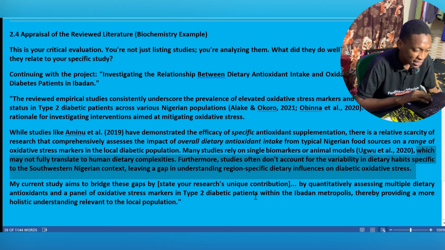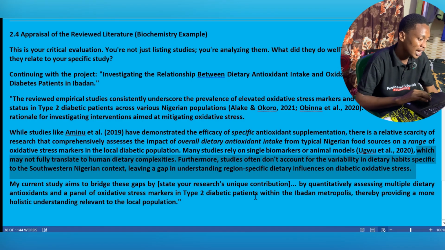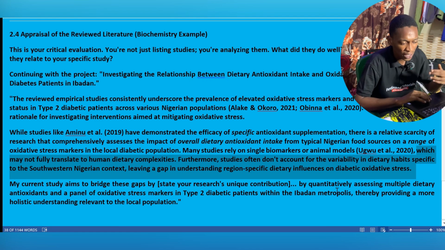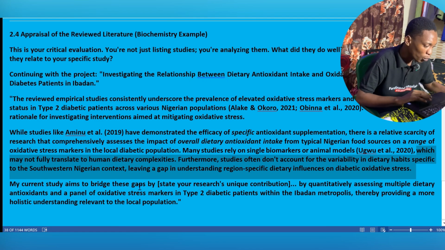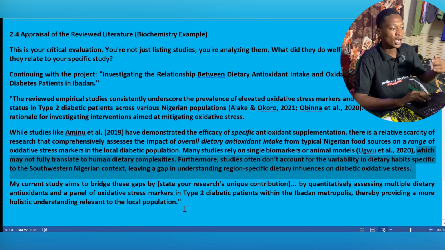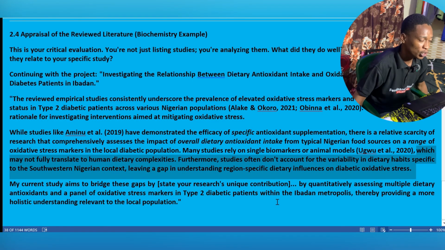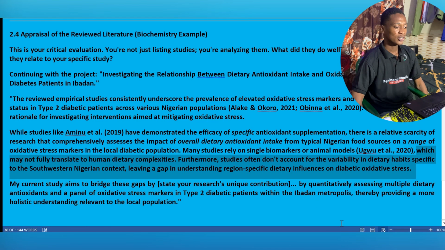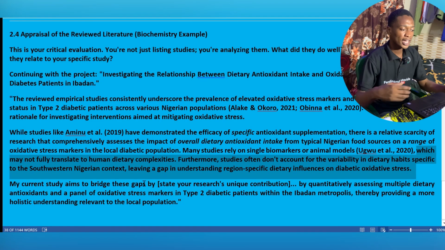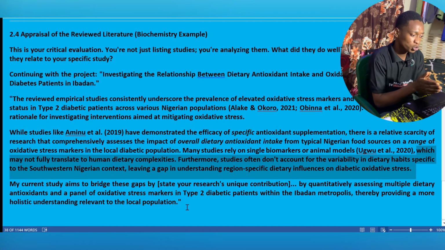By quantitatively assessing multiple dietary antioxidants and a panel of oxidative stress markers in type 2 diabetes patients within Ibadan metropolis, thereby providing a more holistic understanding relevant to the local population. This is the literature review. I'm done. Are you getting what I'm saying? Now, this is a model of what your literature review should look like.